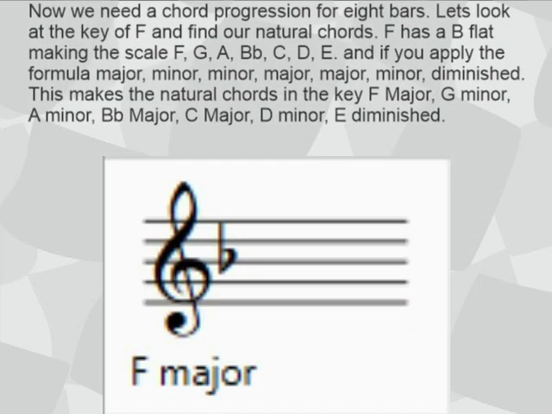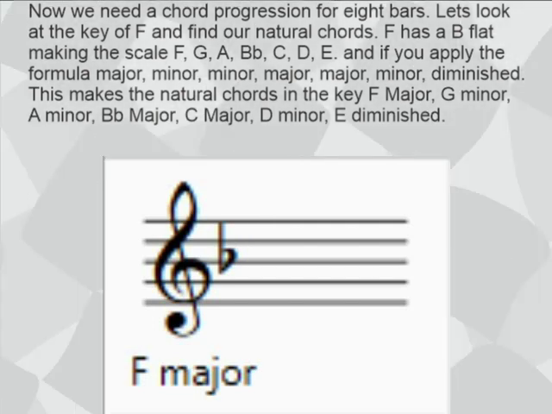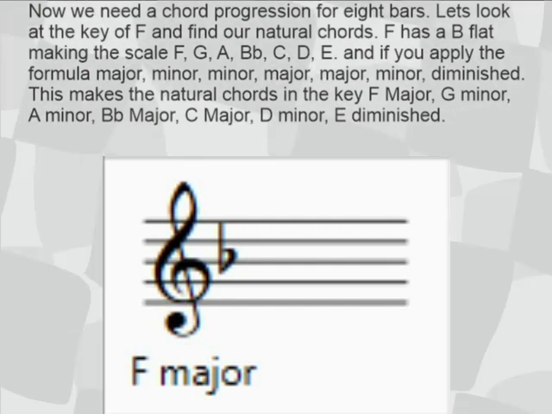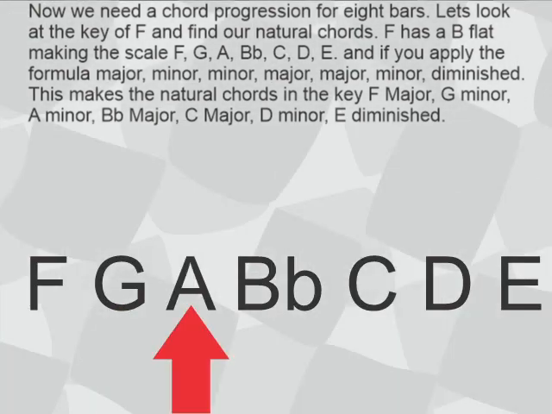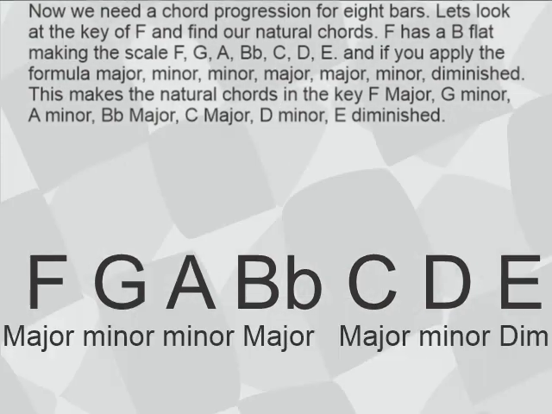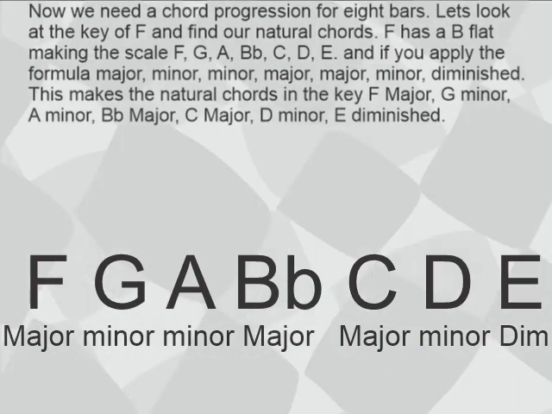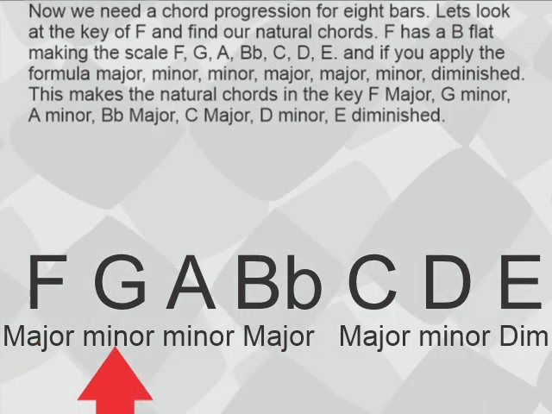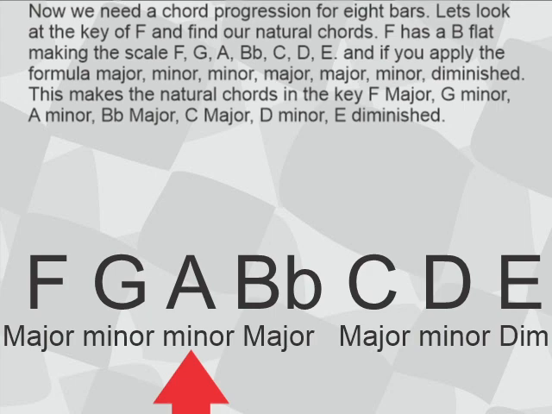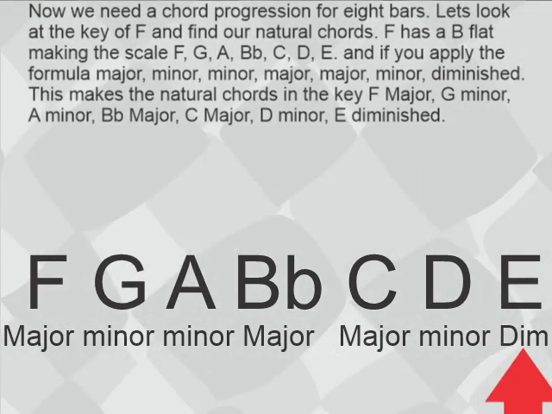Now we need a chord progression for 8 bars. Let's look at the key of F and find our natural chords. F has a B flat, making the scale F, G, A, B flat, C, D, E. And if you apply the formula major, minor, minor, major, major, minor, diminished, this makes the natural chords in the key of F major, G minor, A minor, B flat major, C major, D minor, E diminished.